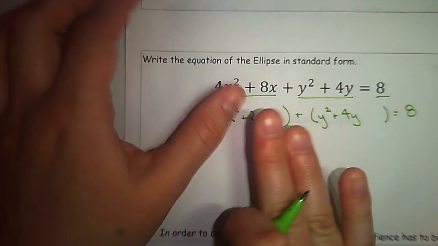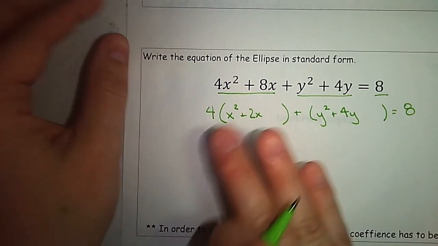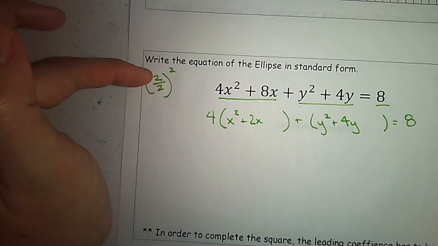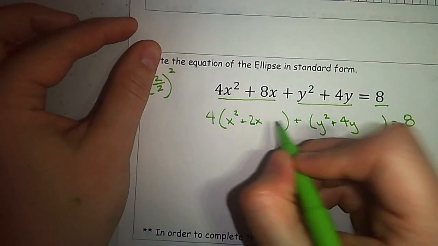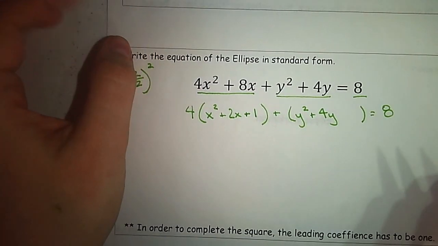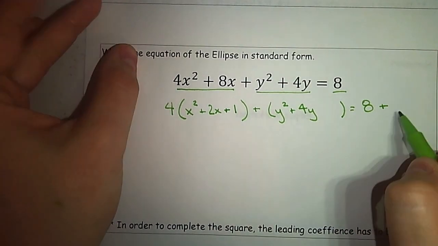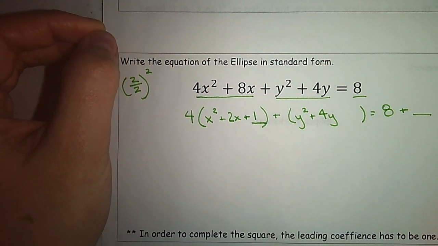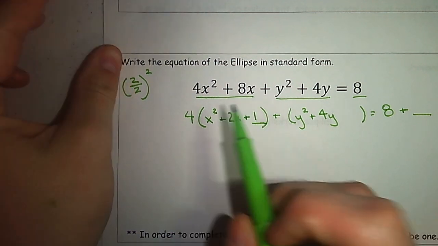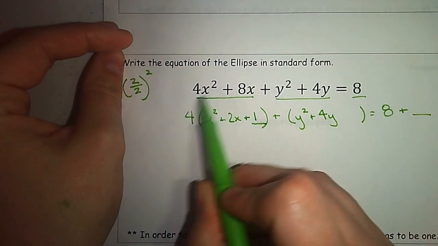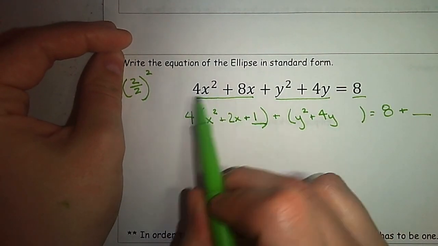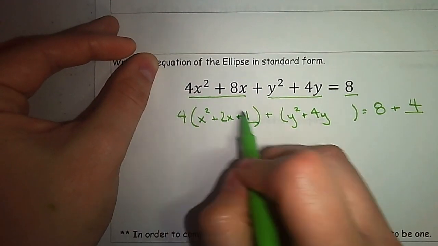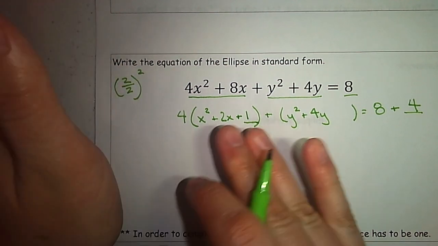Remember, the first step is I need to divide the linear term by 2 and then square it. So 2 divided by 2 is going to give me 1. 1 squared is 1. And remember, whatever I do to one side, I also need to do to the other. You need to be very careful, though, because technically this 4 still needs to be distributed back into this. So technically we are adding a 4 to both sides, because once I distribute that back in, 4 times 1 is going to give me 4. So be careful with that.